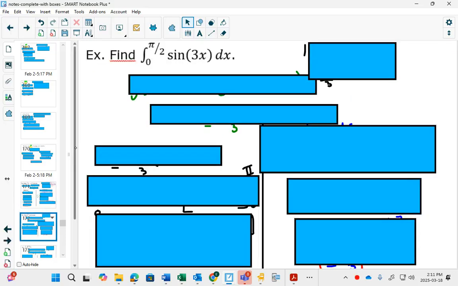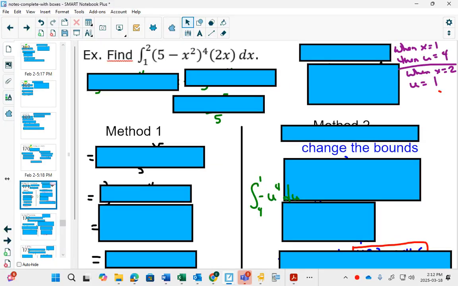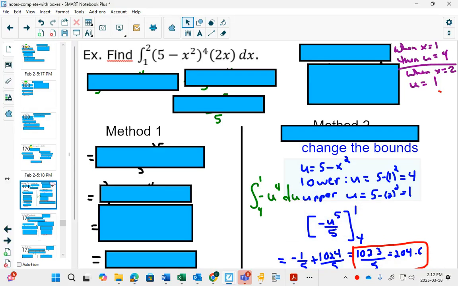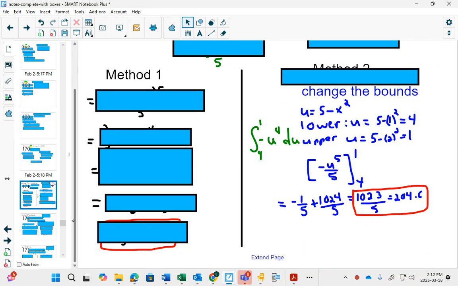So for this next example, are you okay if I just show you? You need to go back. I went too fast. Yes. Okay. Is that enough? Can you do the other method?